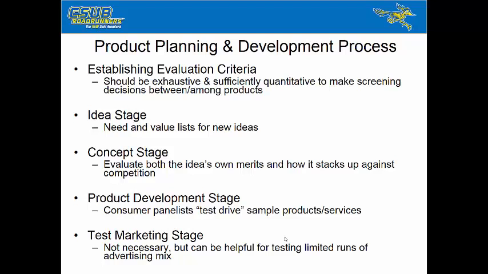Product planning and development processes. These are kind of steps along a chronological process that you want to take in product development. The first element, establishing evaluation criteria.